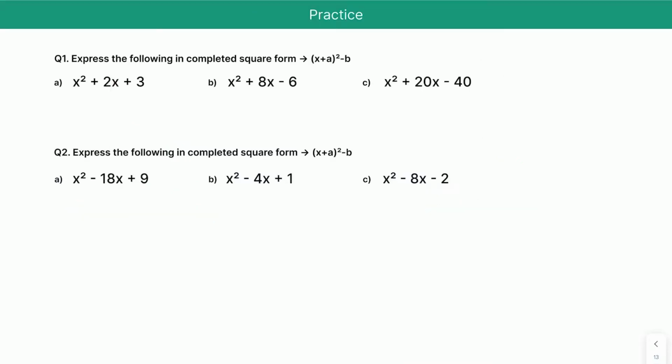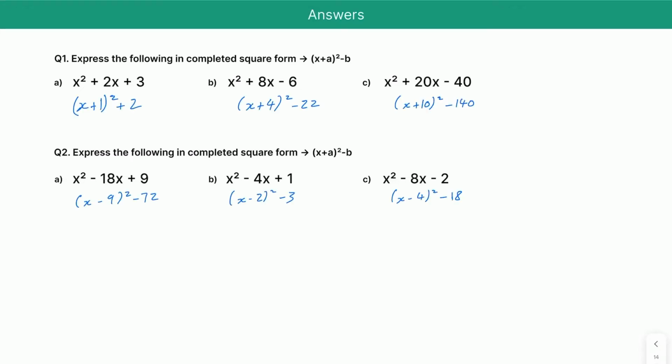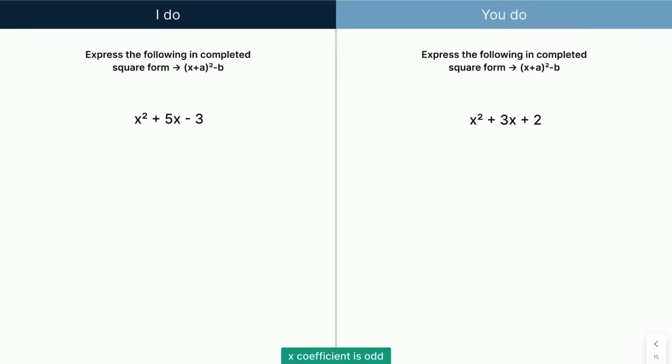So here are some practice questions for you to have a go at. Press pause and have a go. Here are the answers. Mark your work. Now, moving on. Now we are looking at examples where the coefficient of x is odd.